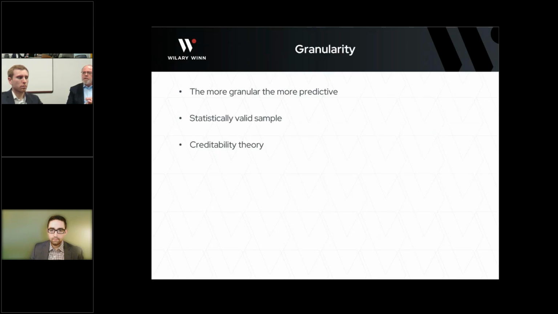So the more granular is the more predictive. You have to make sure that you have a statistically valid sample, and most institutions are not going to have that. If you have a statistically valid sample of losses, you're probably not around. And so you need to introduce industry data, and we do that through a concept called credibility theory.